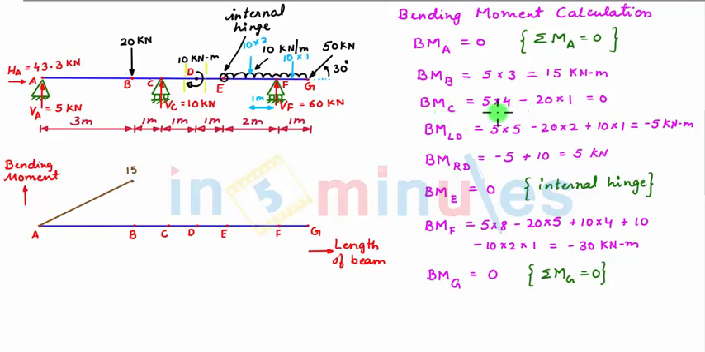Bending moment at C is 0, so at point C we plot 0 bending moment. Now between point B and C again there is no load, so variation will be linear, so let us connect it with an inclined straight line.